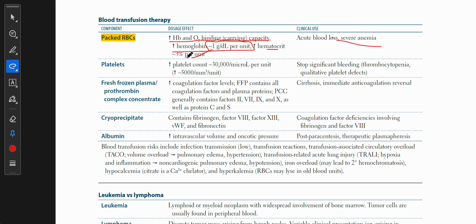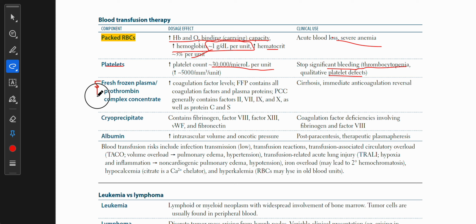And in platelets, the dosage effect is a platelet count increase of 5,000 per microliter per unit, used when the count is less than 30,000. It will be extensively used in dengue fever cases, right? It stops significant bleeding in thrombocytopenia and qualitative platelet defects. These are the clinical uses of platelet transfusion.